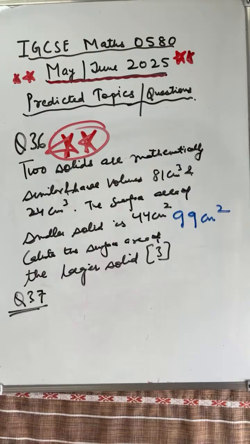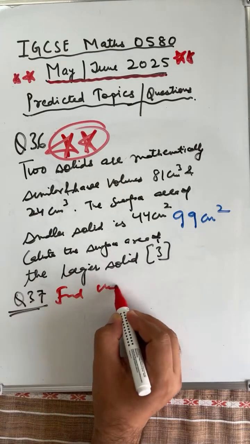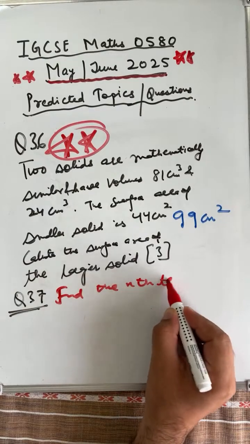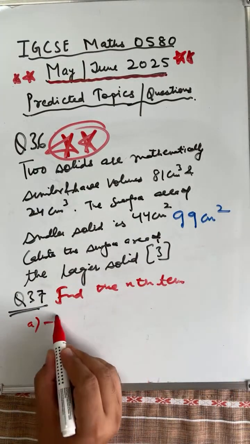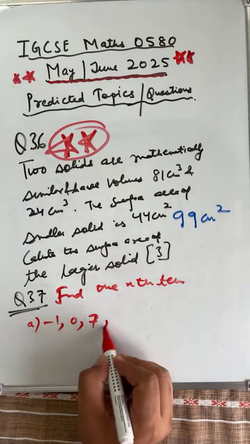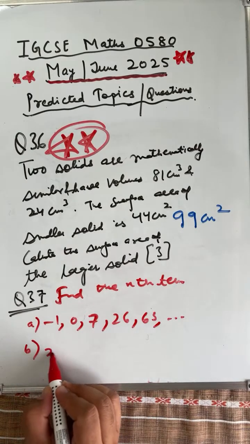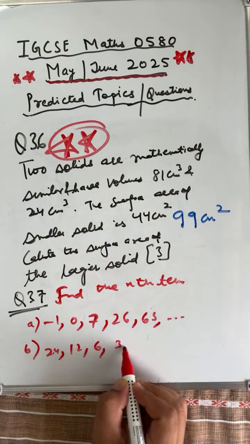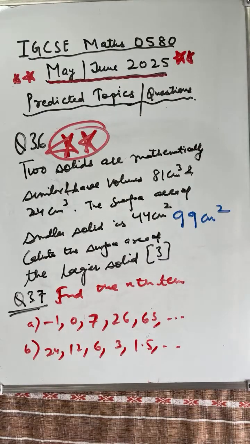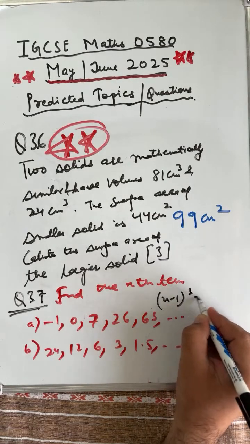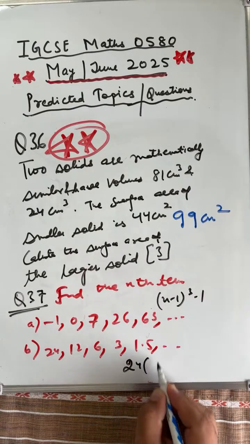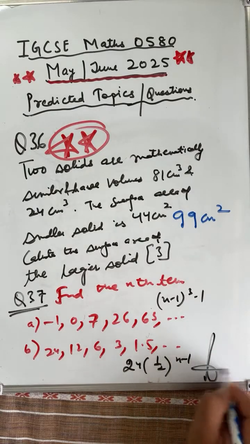Now question number 37. Find the nth term. -1, 0, 7, 26, 63, and so on. And B part will be 24, 12, 6, 3 and 1.5. The answer will be n minus 1 whole cube minus 1. Then this answer will be 24 times 1 by 2 power n minus 1.